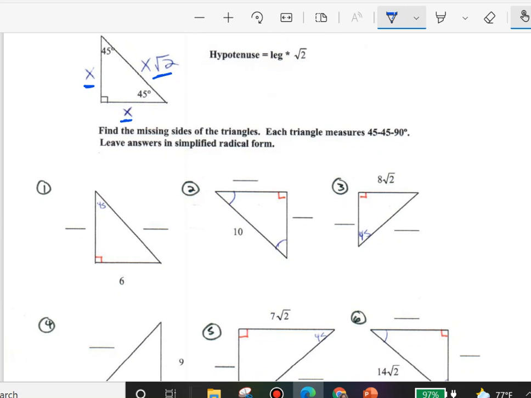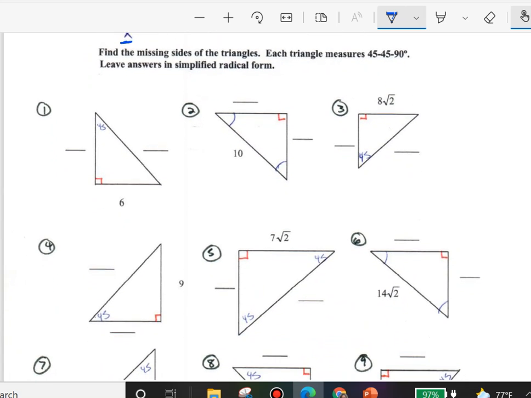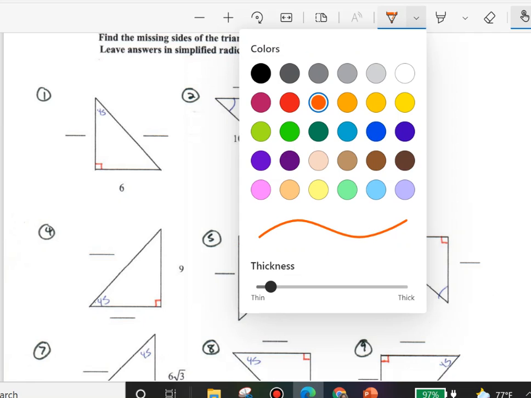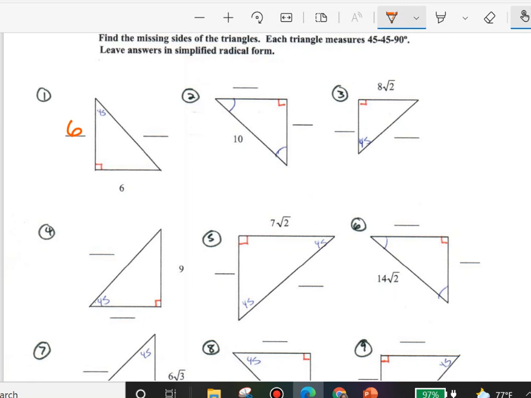All right, so for number 1, first example here. Now again, the rule tells us in a 45, 45, 90 that the legs are congruent. So automatically, we should be able to infer that this is 6. And the hypotenuse is always whatever the leg is times root 2. So in this case, this is going to be 6 root 2. 6 times root 2, 6 root 2. All right, I'm going to number 4 next. Number 4, the legs are congruent. So this is 9. That means the other leg is 9. The hypotenuse is 9 root 2.